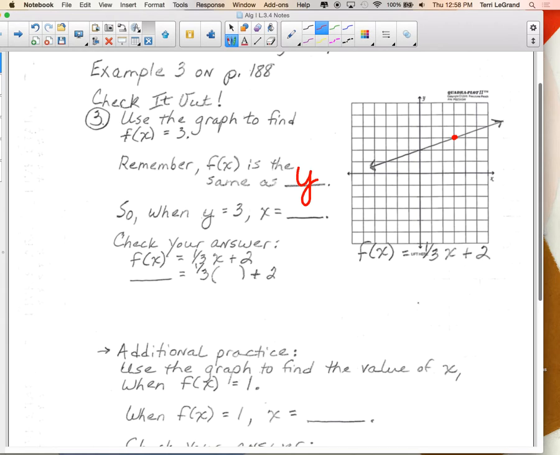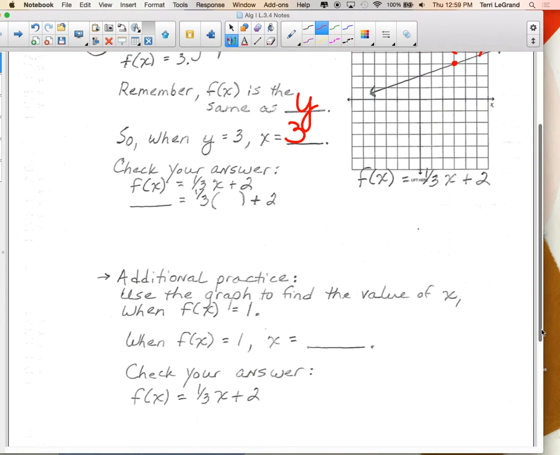So we have to find anything anywhere on that graph where the y value is 3, and by determining what the x value is, we'll answer the question. So what's the x value of that ordered pair? It's also 3. Okay. So when y equals 3, x happens to equal 3 also.